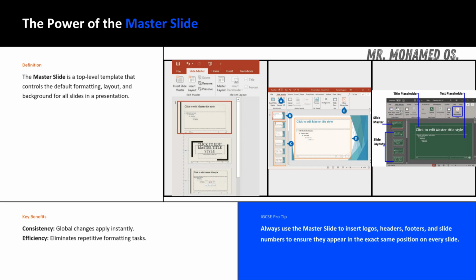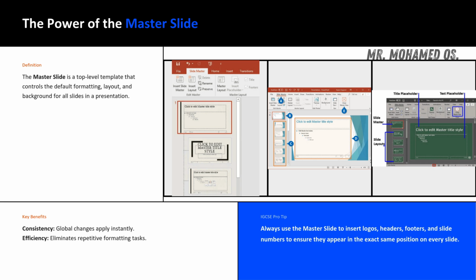For your exam, remember this tip. Always use the master slide to insert things like logos, headers, footers, and slide numbers. This ensures they appear in the exact same place every time. Next, we'll look at how we can add dynamic flow to these consistent slides using transitions and animations.